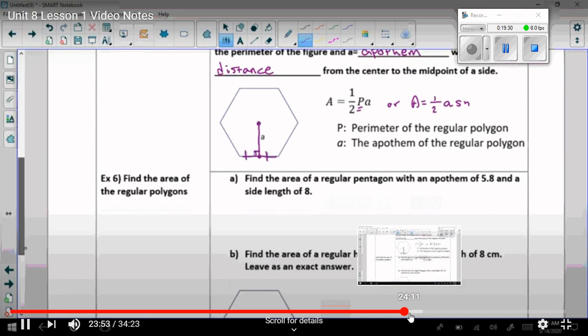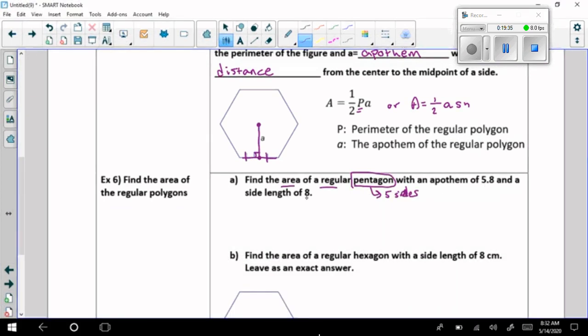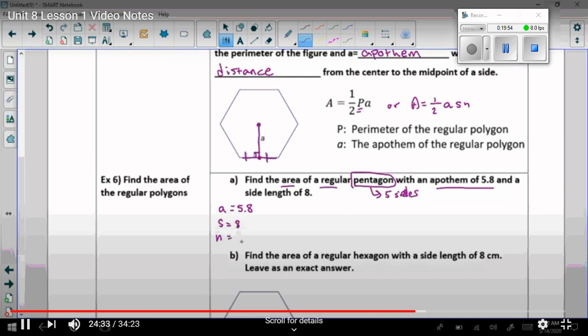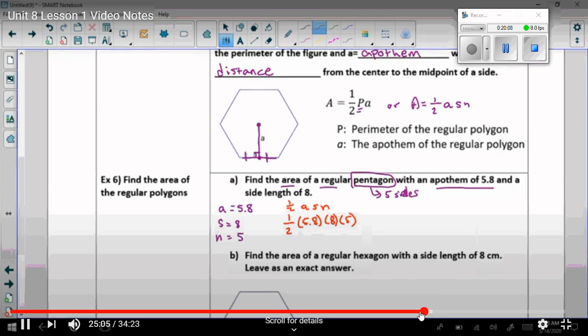So finding the area of a regular polygon, again, I always start by just writing down what I have in terms of my formula. So this is a pentagon, so I know it has 5 sides. The apothem is 5.8, and the side length is 8. So I have an A, I have an S, and I have an N. These are the nice ones because you can just plug all of those into your formula and solve them. So it is important, though, that you know what shapes have how many sides. So pentagon 5, hexagon 6, heptagon 7. We have talked about those before.